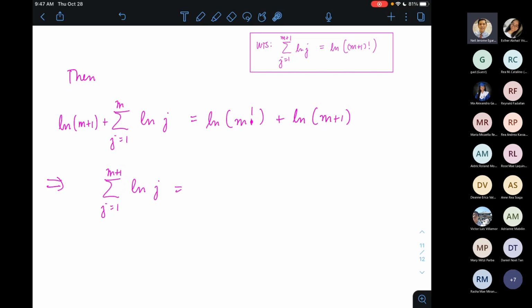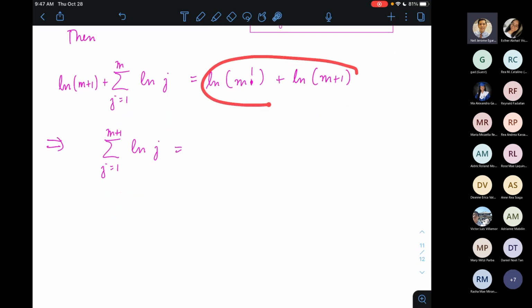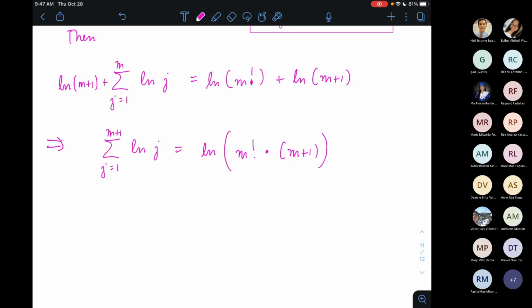Sabi nga kanina, kalimutan ko kung sino yung nag-remind sa atin ng property ng logarithms. Kapag ka naman ngayon pabaligtad, meron kang sum ng logarithms, logarithm lang siya ng product. So what will happen here is we'll have ln ng m factorial times m plus 1.